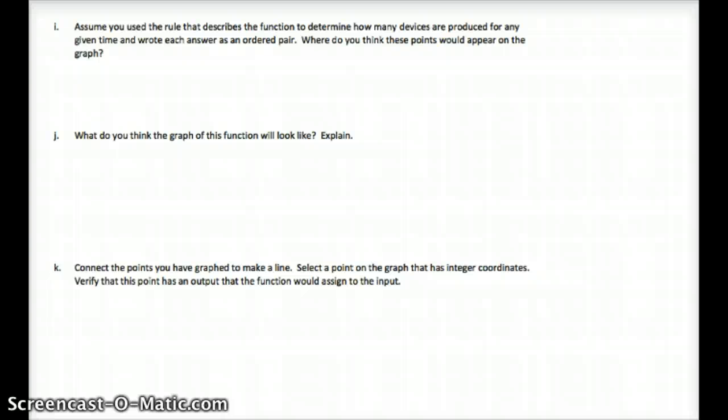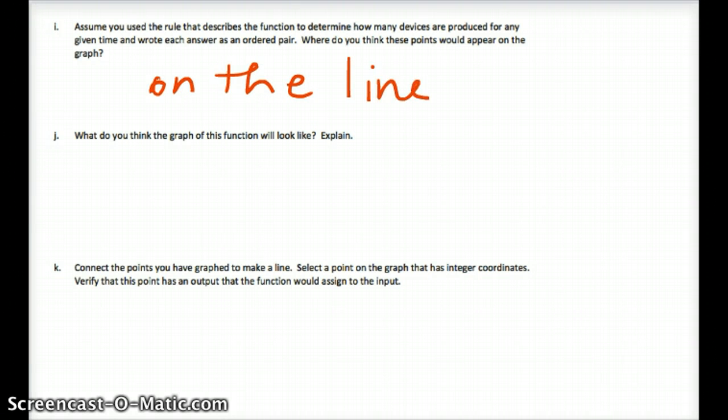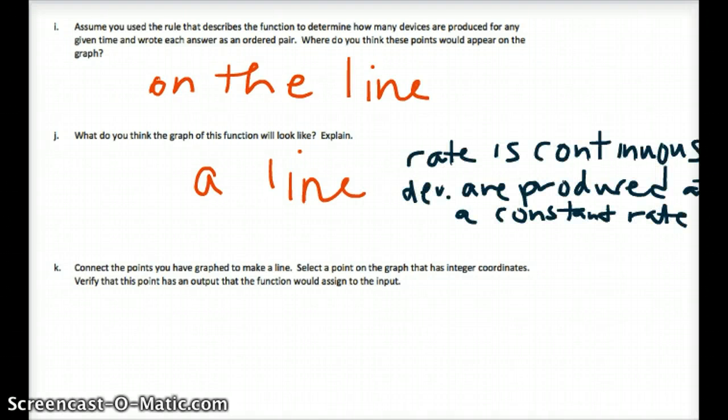Letter I, assume you use the rule that describes the function to determine how many devices are produced for any given time and wrote each answer as an ordered pair. Where do you think these points would appear on the graph? So they would all appear on the line. Letter J, what do you think the graph of this function will look like? It'll look like a line. And the rate is continuous, so that's why it's a line. And the devices are produced at a constant rate. So it's a line.